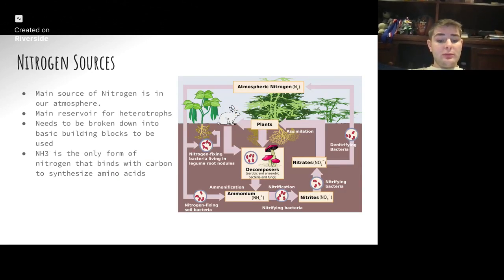Now our nitrogen sources. The main source of nitrogen is in our atmosphere. That's the main reservoir for heterotrophs. They need to be broken down into basic building blocks and able to be used. NH3 is the only form of nitrogen that binds with carbon to synthesize amino acids. Some bacteria and algae use inorganic nutrients like NO3 negative, NO2 negative, and NH3. In any circumstance, nitrogen has to be converted into NH3 before it can be used. It also cannot reach structures of proteins, DNA, RNA, and ATP.